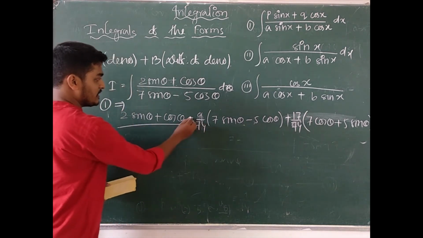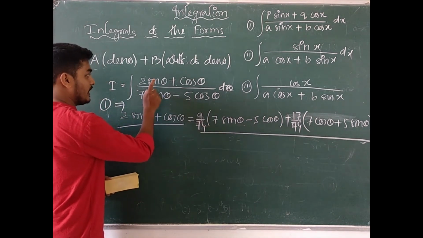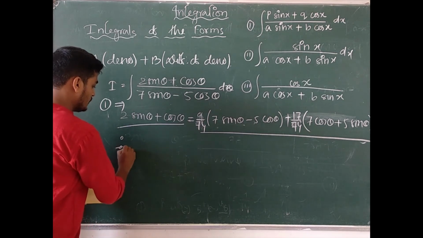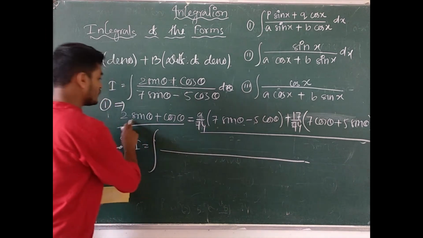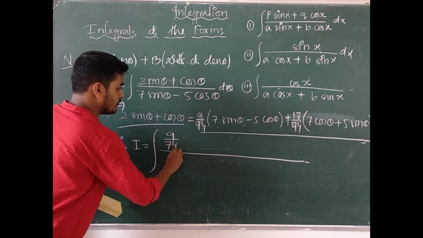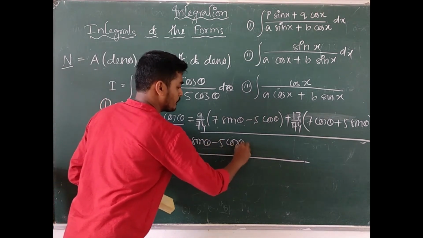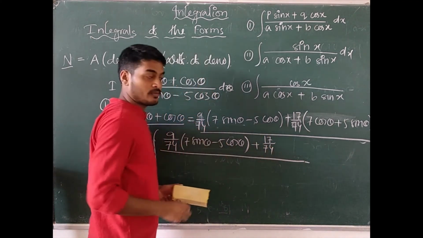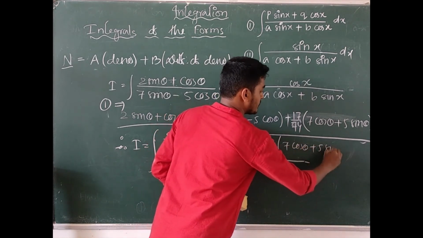This expression is equal to that one only. In place of the expression 2 sin theta plus cos theta, we can easily put it here. So therefore, I is equal to what? In place of 2 sin theta plus cos theta, I am going to put the value 9 by 74, 7 sin theta minus 5 cos theta, plus 17 by 74, 7 cos theta plus 5 sin theta.